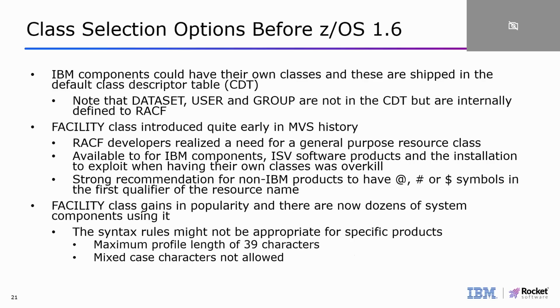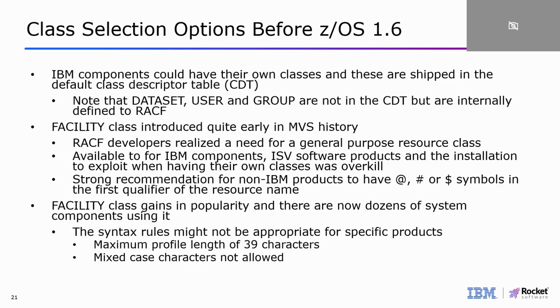But before, going back to legacy, going back to the 60s, the 70s, perhaps even the early 80s, you had the ability to have a hard-coded RACF-defined class in what's called the class descriptor table. And there was a set of those. Early on in MVS history, RACF developers realized that they needed this sort of general purpose resource class, and they added something called the facility class.